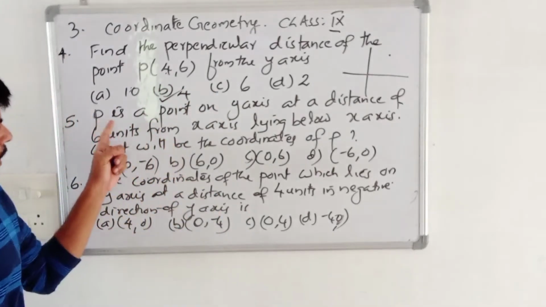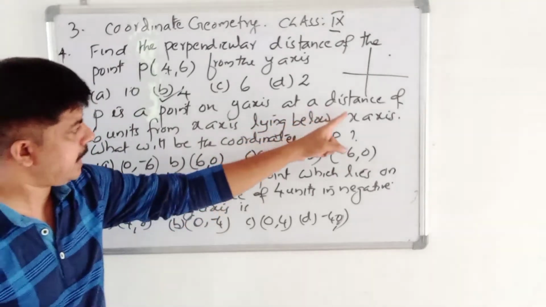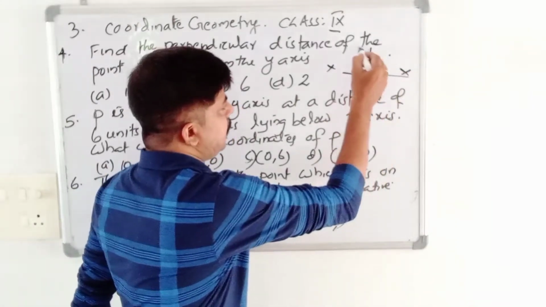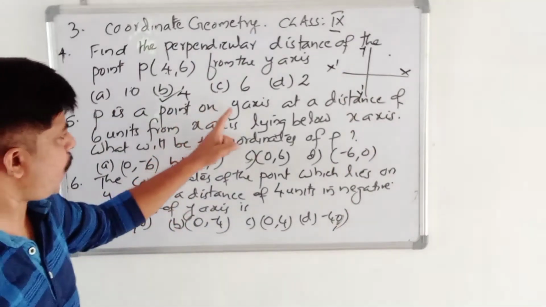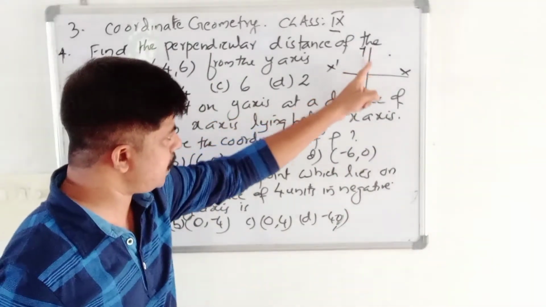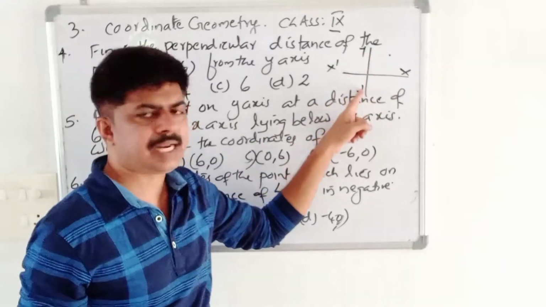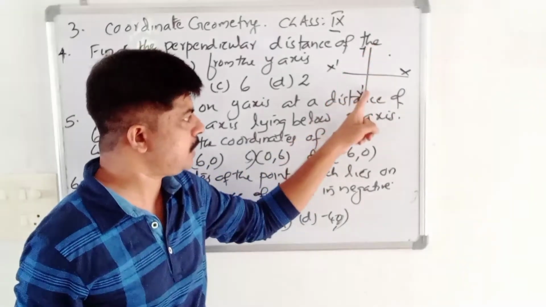Okay, moving to the next one. Find a point on the y-axis at a distance. The horizontal line is called the x-axis. The vertical line is called the y-axis. The point is on the y-axis only. Any point on the y-axis has the general form (0, y).